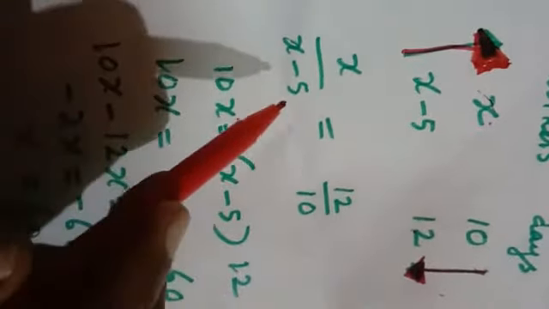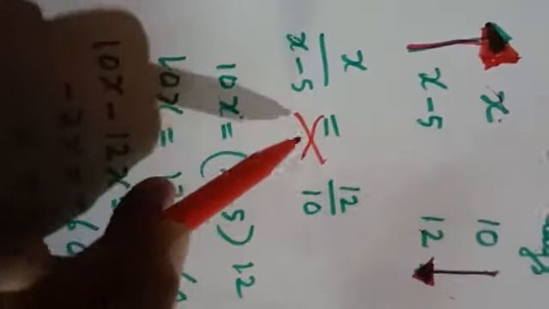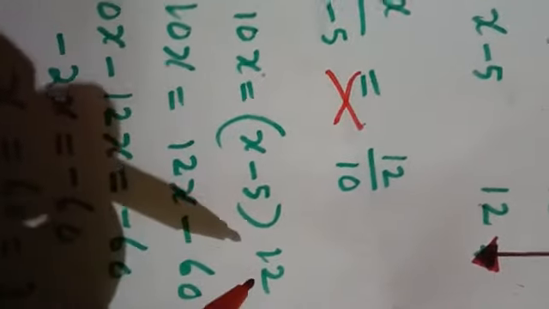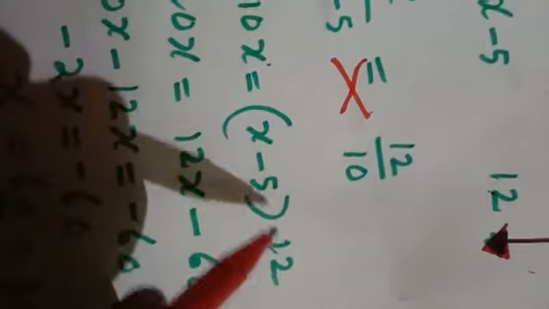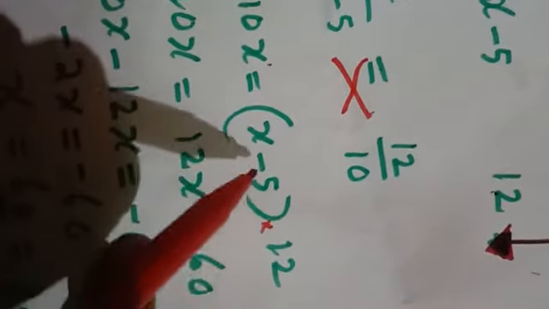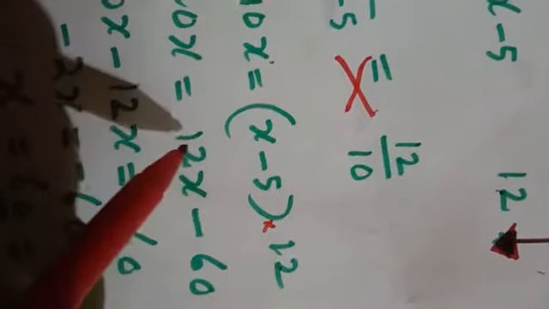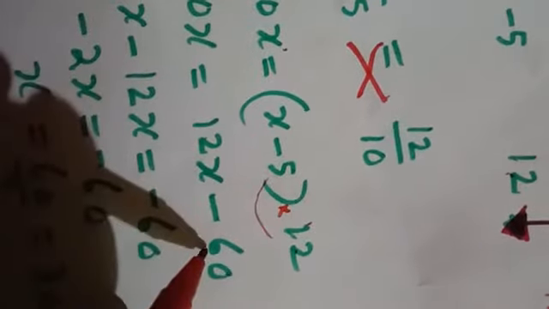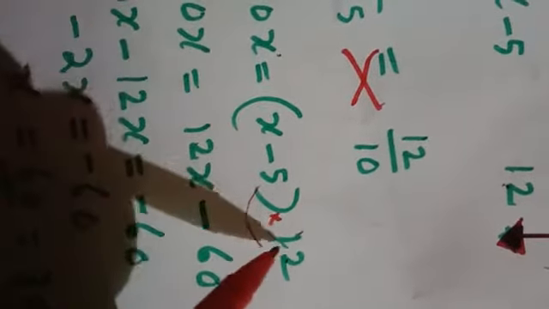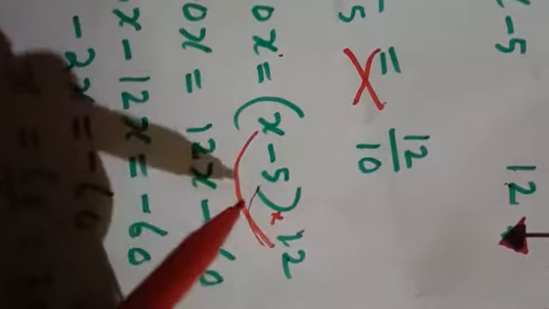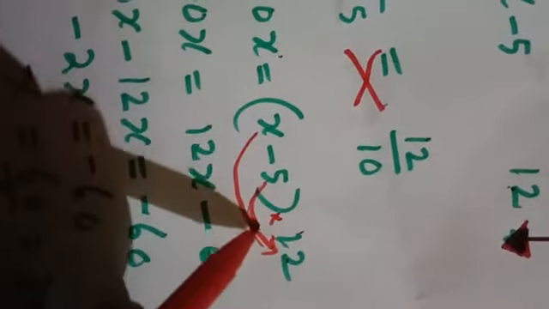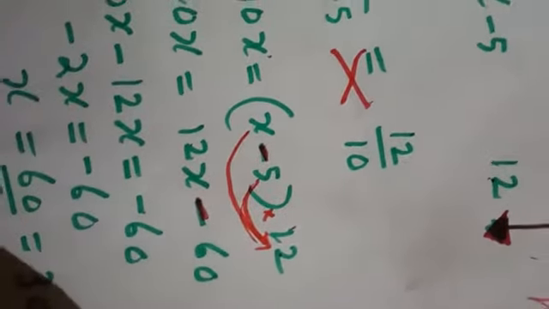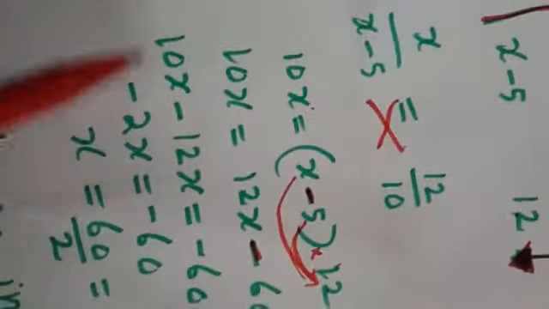Now we can cross multiply. 10 into x is equal to x minus 5 into 12. So 10x equal to, multiply this into 12. 12 into x, 12x. 5 into 12, 60. First you multiply 12 into x, then 12 into 5. Here there is a minus sign, that's why I put a minus sign. So 12x minus 60.